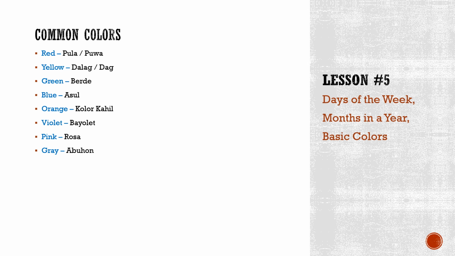Gray is abuhon, and abu, as I mentioned earlier, is ash. So it's formed by trying to connect it to something that's colored gray. The ash or ashes are usually colored gray. So abuhon means it's somewhat gray. There's a hint of gray.